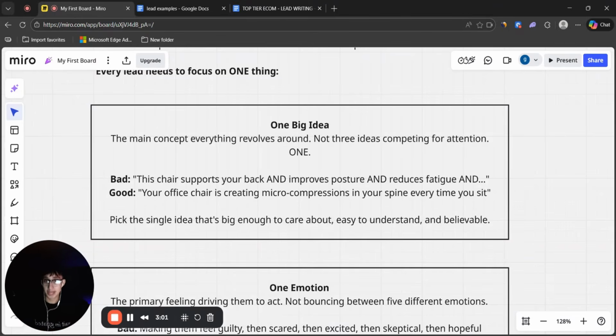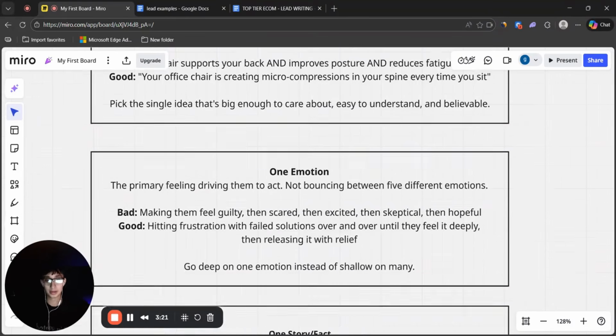A good example would be: your office chair is creating micro compressions in your spine every time you sit. It gets the reader to think about one thing. Pick the single idea that's big enough to care about, easy to understand, and believable.